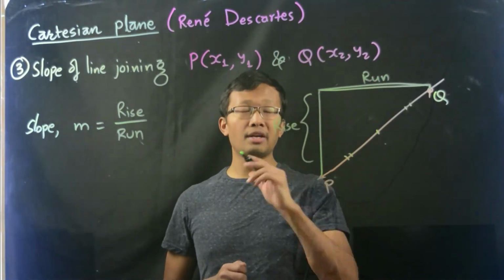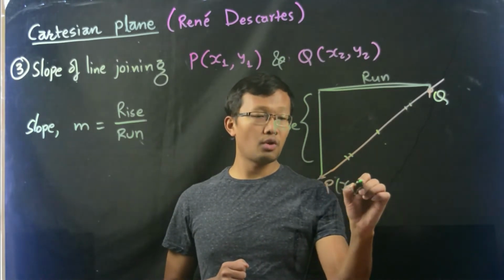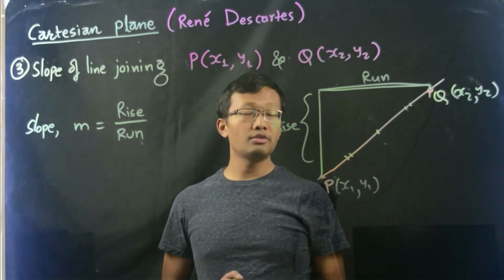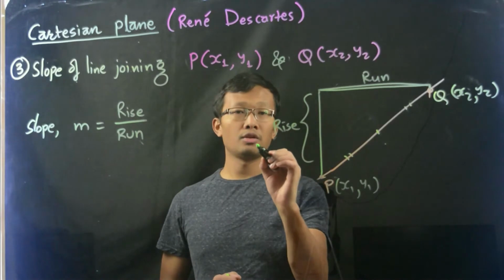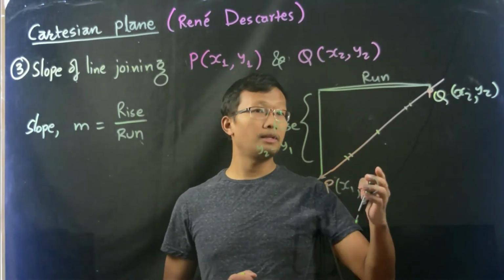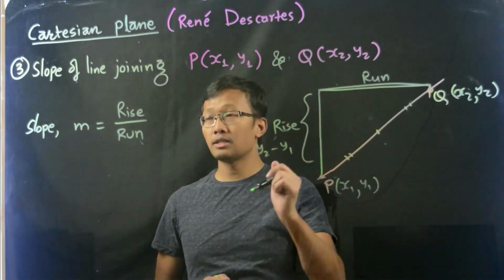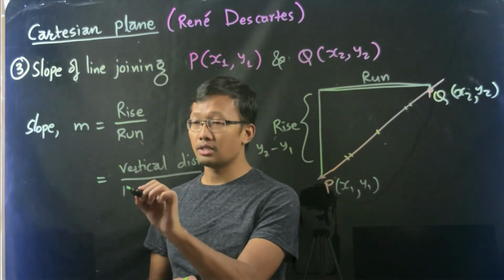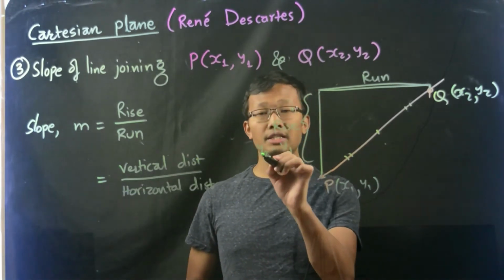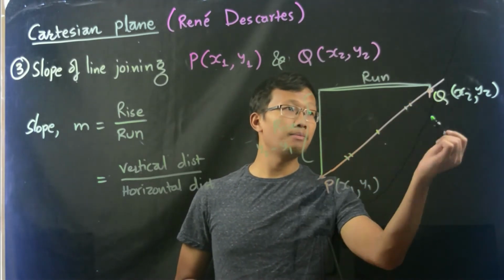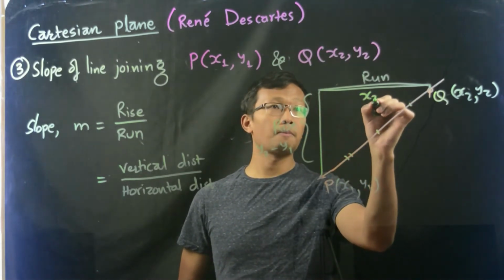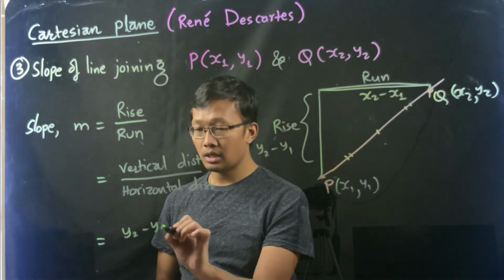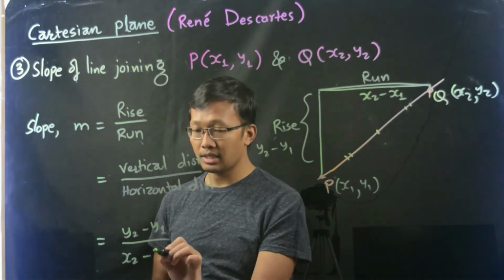So what is the distance of rise? Simply, this is (x1, y1) and this is (x2, y2). So this will give you an idea that rise is y2 minus y1. Okay, that's the vertical distance, divided by the horizontal distance. So the vertical distance is y2 minus y1, and the horizontal distance is simply x2 minus x1. So that's the formula: (y2 minus y1) divided by (x2 minus x1).